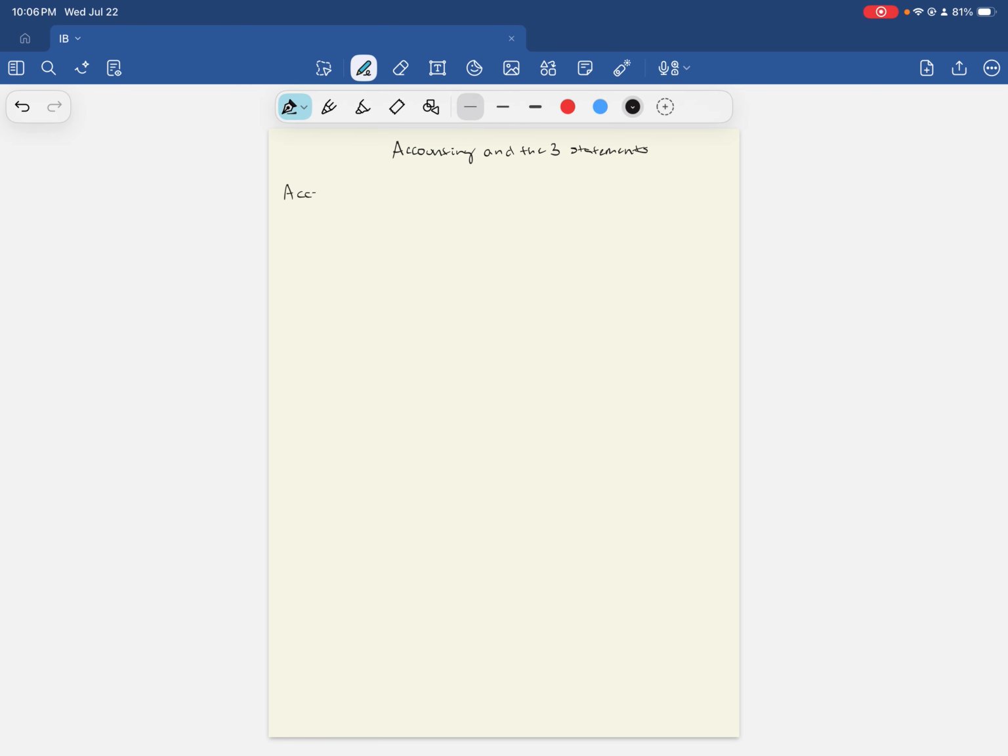Okay, so let's start off. Accounting, right? Apologize if my handwriting's not good. It's never been amazing. But basically, imagine you run a small food truck, right? And let's just say at the end of the month, you want to answer three simple questions. Number one, did I make money? Number two, what do I own? And what do I owe? That's your second question.